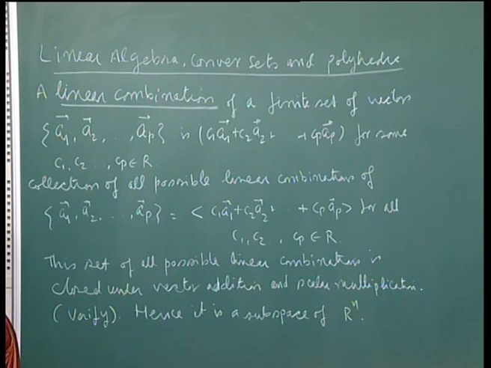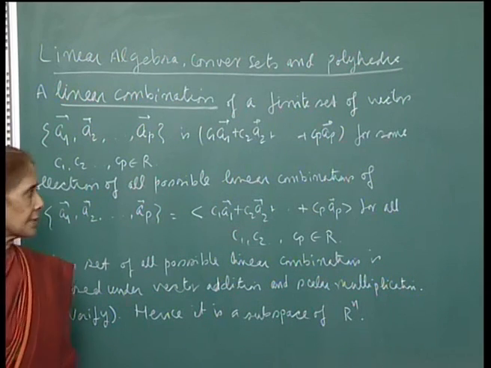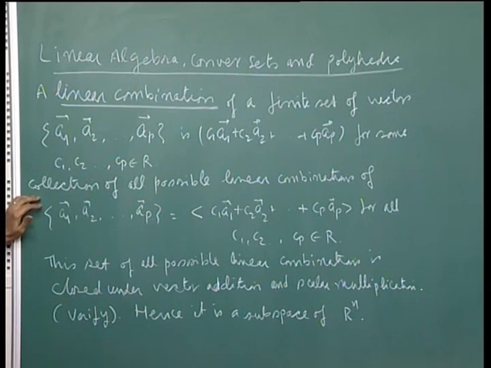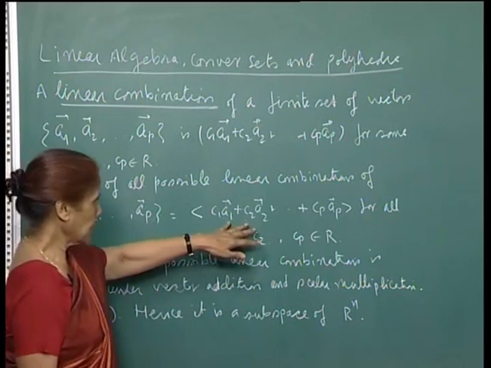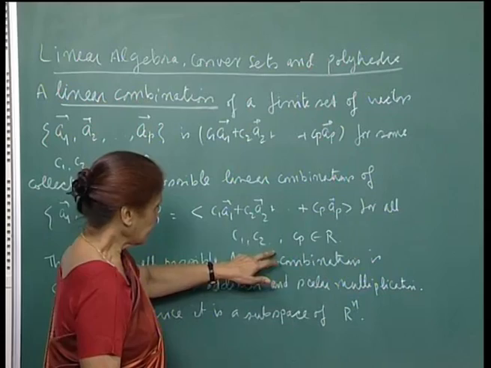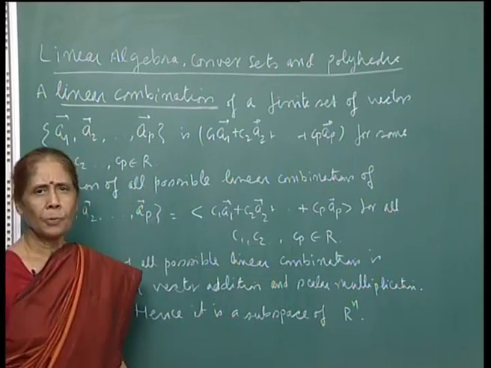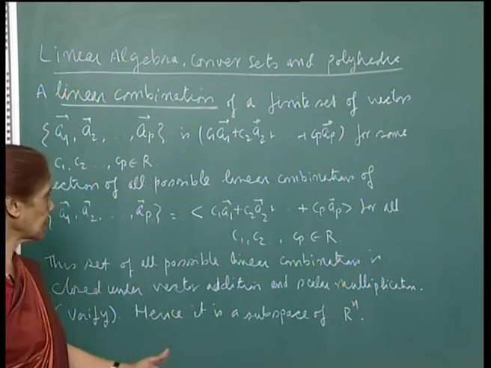This is what we mean by a linear combination of a finite set of vectors. Now, when you take the collection of all possible linear combinations of these p vectors, that would be expressions of this kind, where C1, C2, Cp can be any set of p real numbers. So, this will be the possible collection.